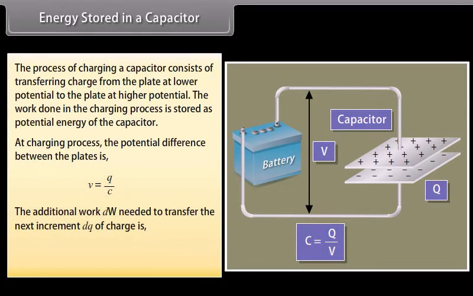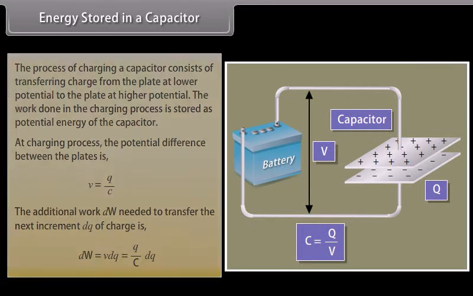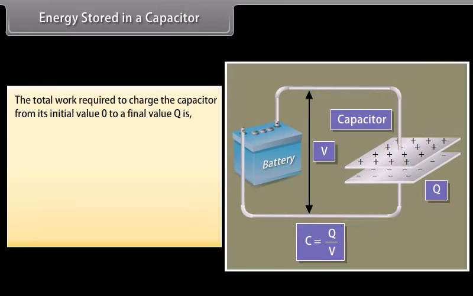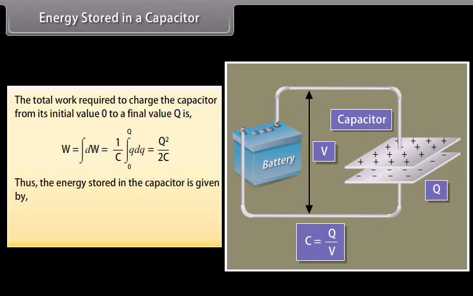The additional work dW needed to transfer the next increment dQ of charge is given by dW is equal to V dQ, which is equal to Q by C into dQ. The total work required to charge the capacitor from its initial value 0 to a final value Q is given by integration of dW. Putting the values of dW in the equation, we get W is equal to 1 upon C integration from 0 to Q of Q dQ, which equals Q square upon 2C. Thus, the energy stored in the capacitor is given by U is equal to 1 by 2 CV square.